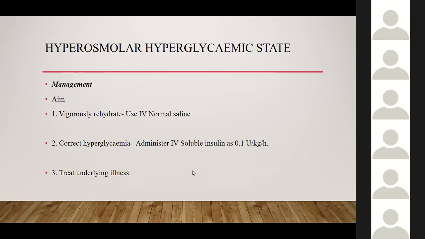Of course, because you are giving insulin, you also have to monitor your electrolytes in this case. So the management is somewhat similar, but the presentations are a little bit different, because in DKA you might have that classic fruity smell, but in HHS you won't have that. And you need to be more aggressive in terms of your fluid resuscitation when you have HHS, okay, because they would have lost a lot of fluid.